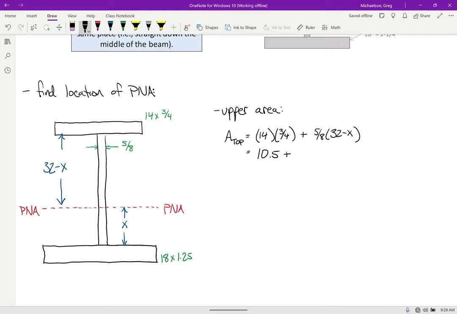Now what about this right here? We have to distribute, so we're going to have 5/8 times 32. That's 20, minus 0.625x. Is that okay? Everybody good? Okay. Now, what about the lower area?